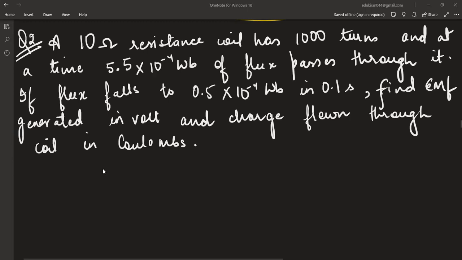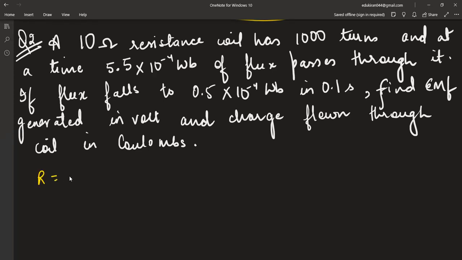A 10 ohm resistance coil has 1000 turns and at a time 5.5 into 10 to the power minus 4 Weber of flux passes through it. So you have number of turns, resistance, initial flux. Then it says flux falls to this, means this is the final flux. Time is also given. Resistance, number of turns, change in flux. You can find out the charge and the voltage.